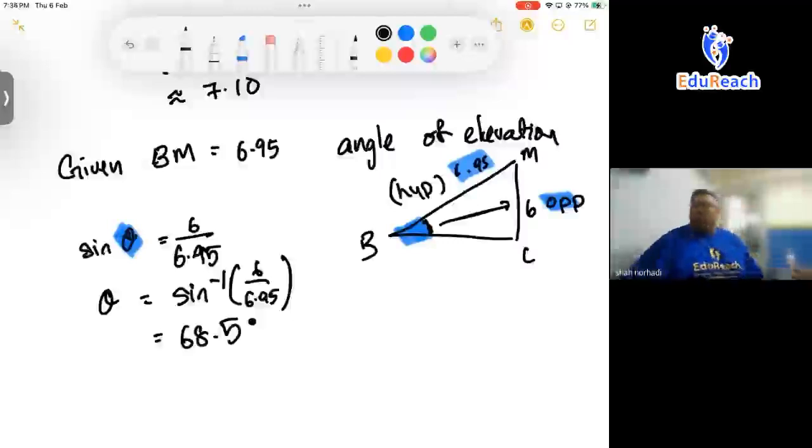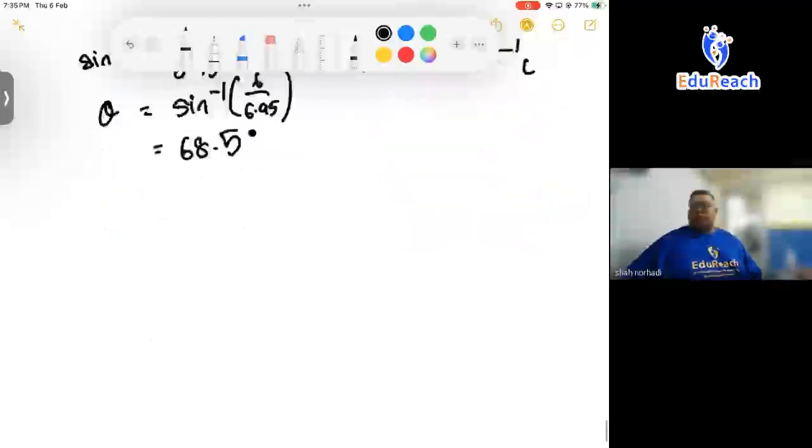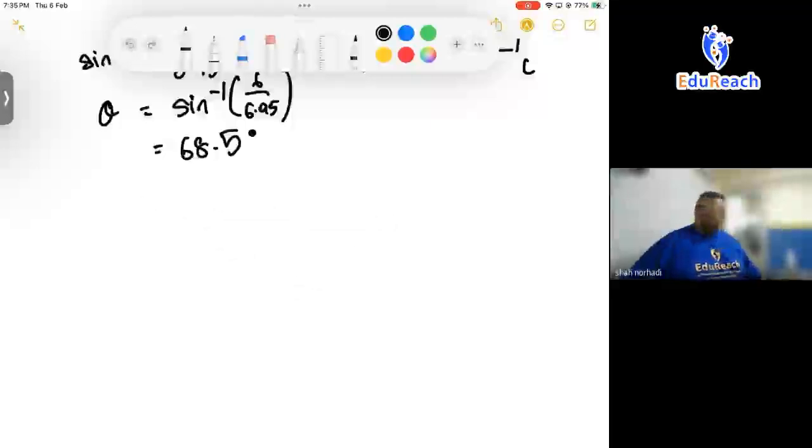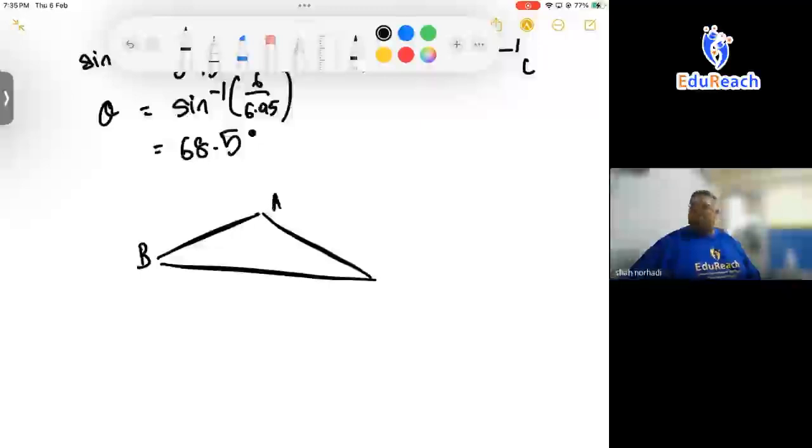Okay, I want to revisit the cosine rule. Let's run through the cosine rule. So we have a triangle like this. This is B, A, and C. I have all three sides. I got 78, 66, and 121.